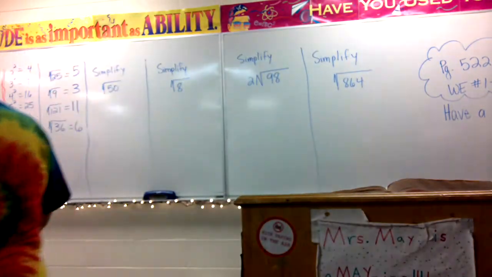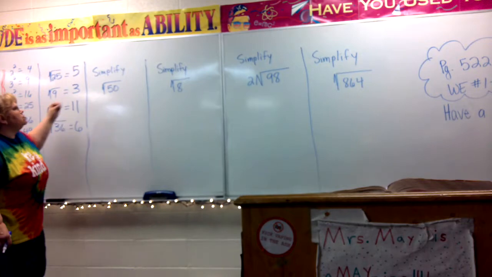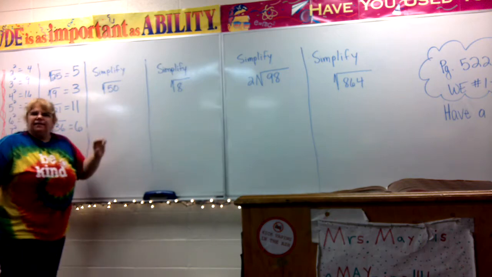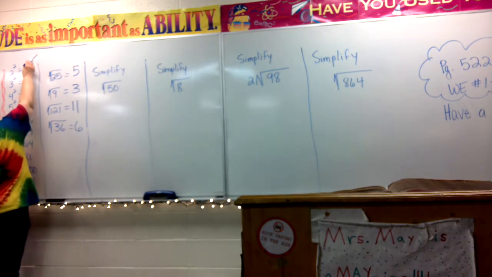The square root is simplified when we take as much out of the square root as we can, and we leave the smallest possible value inside. How do you do that? You need to look for things in this column right here.